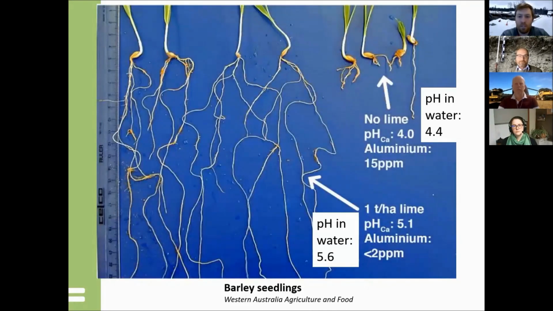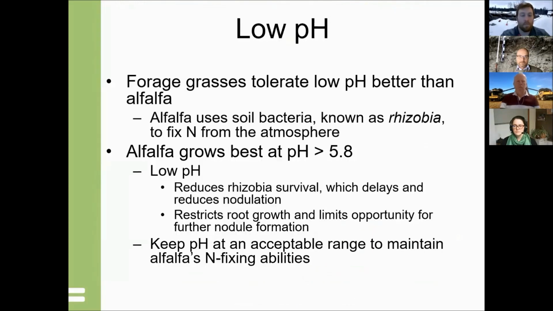So this image is showing something similar. On the left, these are barley seedlings that were grown in a pH that was about 5.6, and you can see that the aluminum concentration is less than 2 parts per million here. So there's not a lot of free aluminum to damage these roots. And then in the top right, you can see some roots that had a pH of about 4.4, and at that pH, aluminum is more soluble, and it can kill those plant roots. So always something to be looking out for.